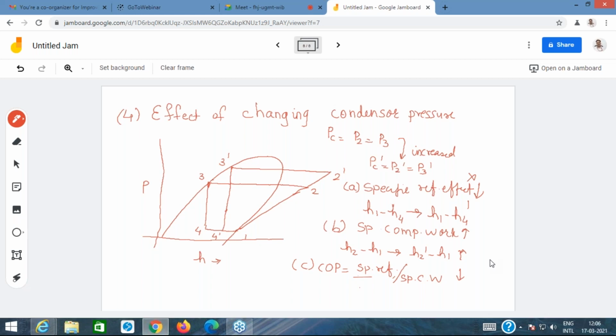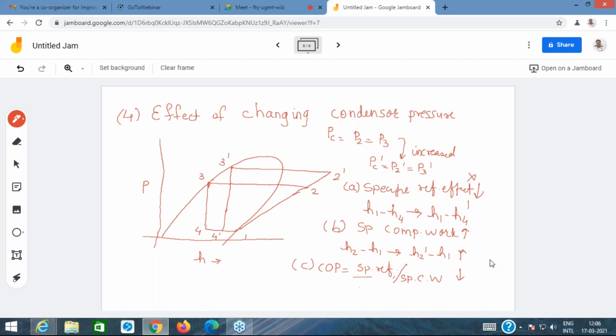If you are operating the system in a relatively cooler climate, then the condenser pressure would be lower. The condenser pressure is lower, so the specific refrigerating effect would be relatively more. The specific compressor work would be relatively less, and the coefficient of performance would be relatively more. Okay. So one thing is we don't have control over the ambient conditions, right?